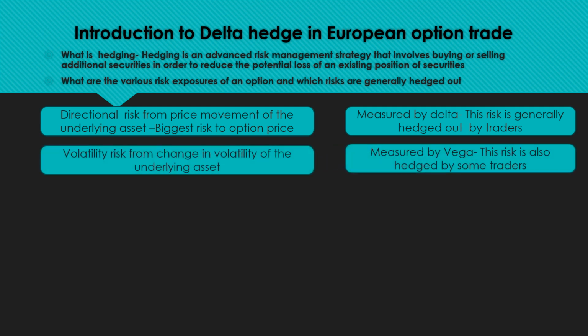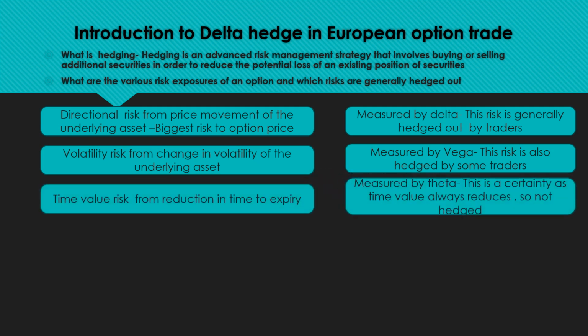Now, volatility risk from change in volatility of the underlying asset. This risk is measured by Vega. This risk is also hedged out by most traders. Now, time value risk, that is the risk from reduction in time to expiry. This is measured by theta. However, this is a certainty as time value always reduces, so this is not hedged out.